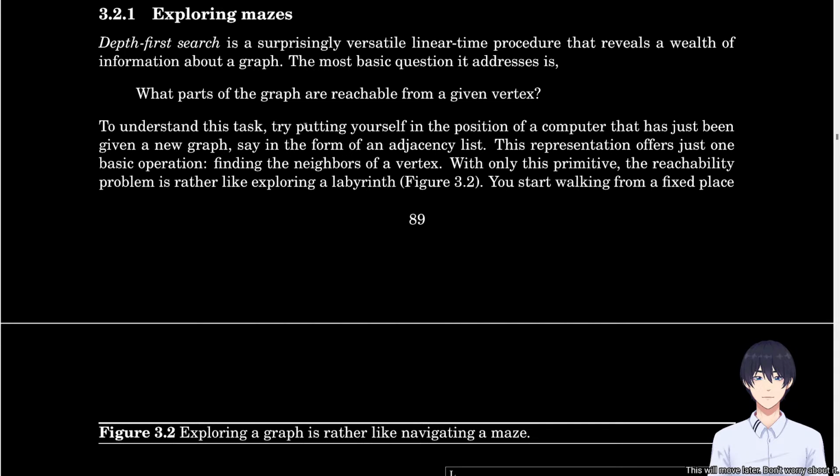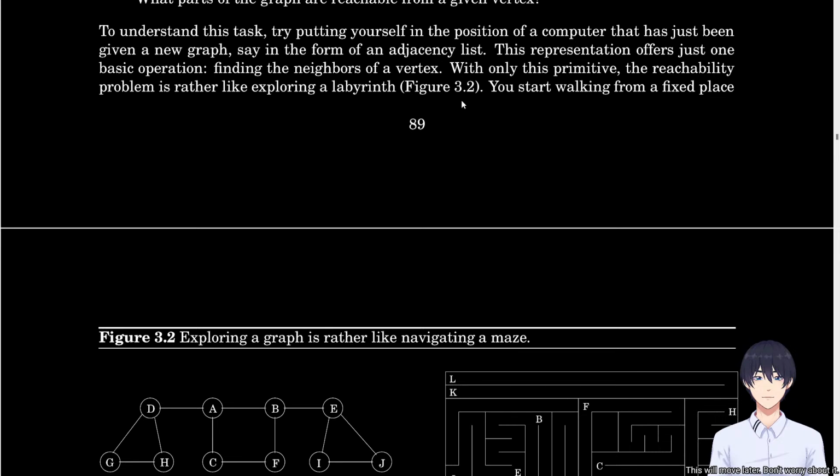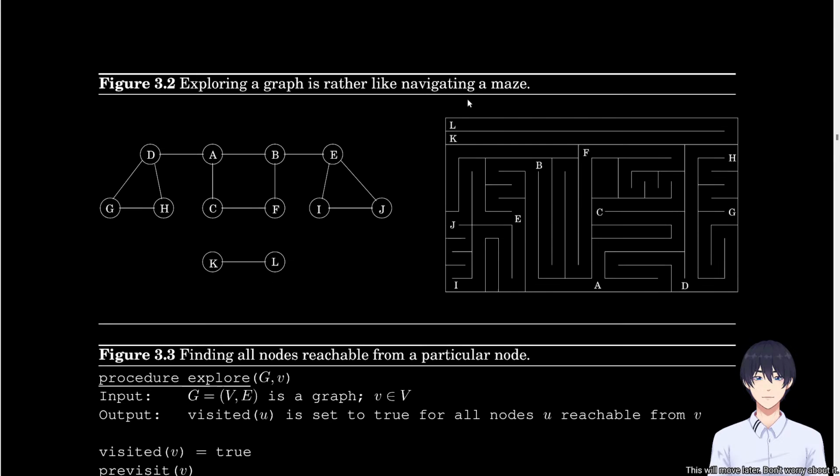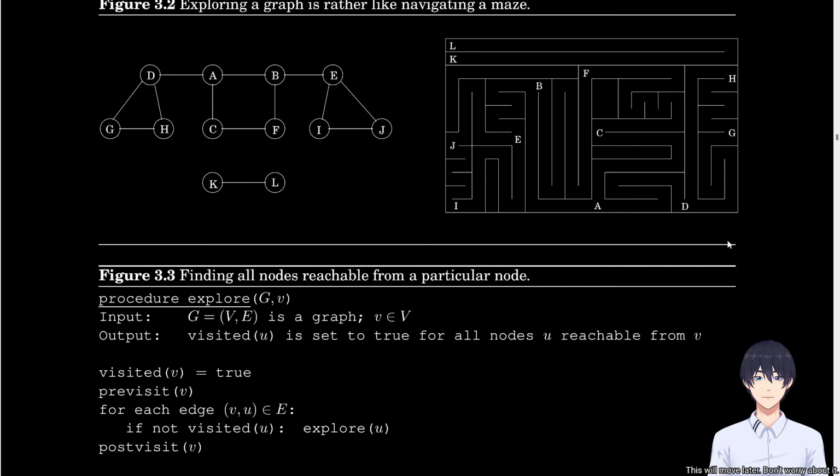To understand this task, try putting yourself in the position of a computer that has just been given a new graph, say, in the form of an adjacency list. Each representation offers just one basic operation, finding the neighbors of a vertex. With only this primitive, the reachability problem is rather like exploring a labyrinth. You just pick somewhere, start walking, always turn the same direction.